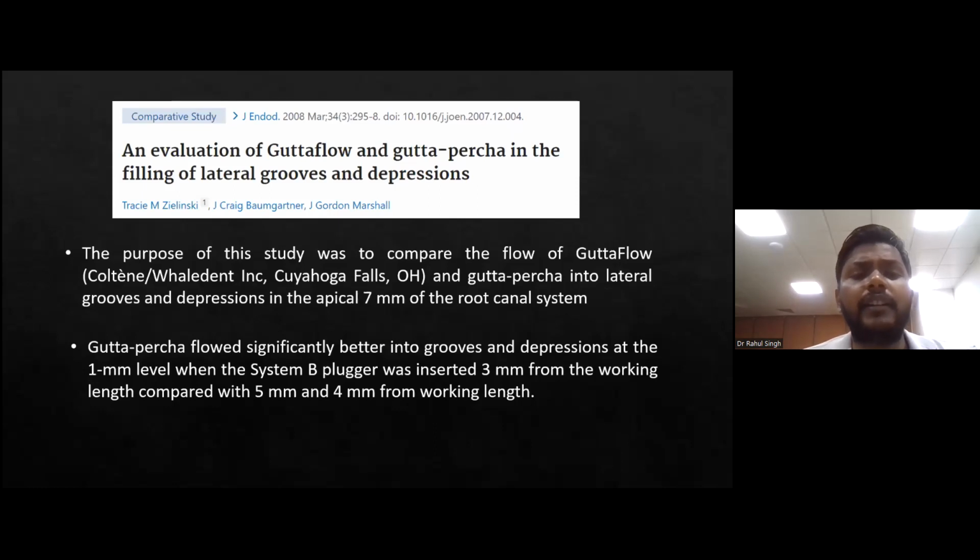There was a study in which the purpose was to compare the flow of the gutta-percha into the lateral grooves and depressions. This study found that the gutta-percha flowed significantly better in the groove and depression at the 1 mm level when the System B plugger was inserted at the 3 mm level as compared to 5 and 4 mm. That means we should insert the plugger as deep as possible so as to get that lateral canal fill and also to get the flow of the GP into the grooves and the depressions of the root canal.